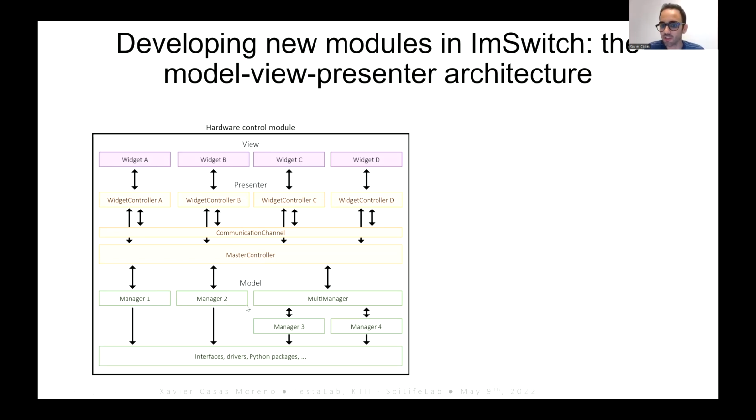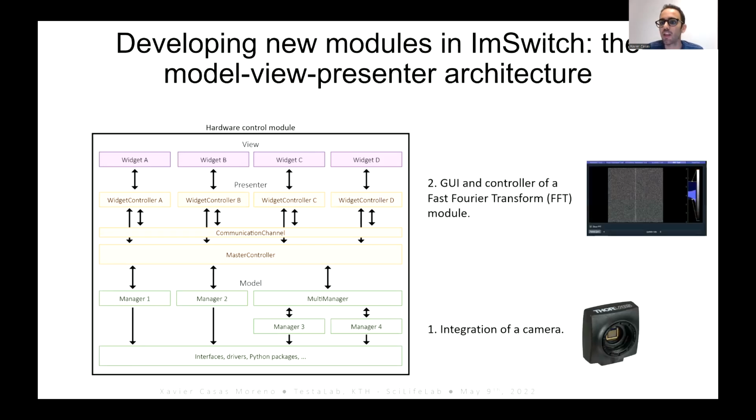So what we want to do in this workshop is to integrate a camera. It's a Thorlabs camera that I have here. And for that, we are going to have to create a new manager corresponding to the specific detector. And we will also do a graphical interface widget and its widget controller to perform the Fourier transform of those cameras. I'm using this camera, but you can use any other camera that you want.